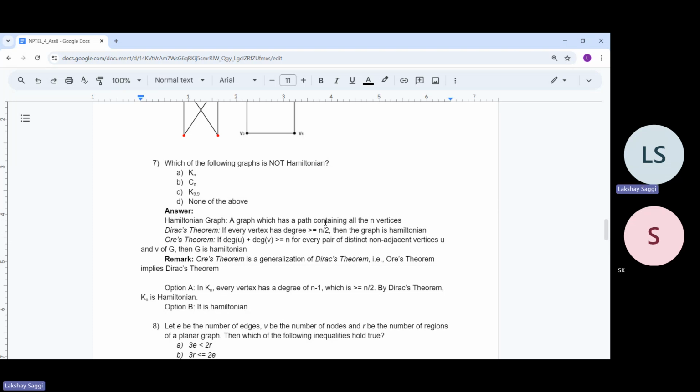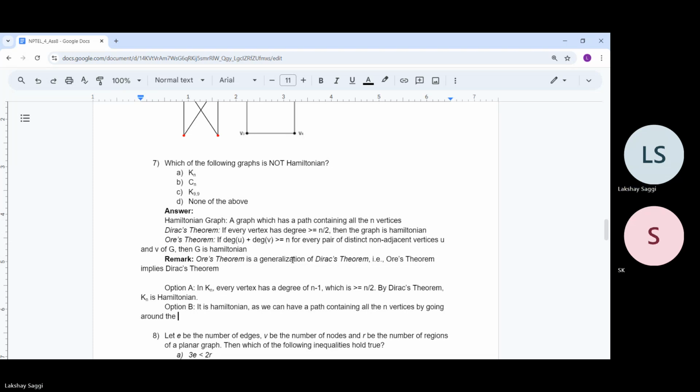So that's why I'm saying that even if these theorems fail, the graph can still be Hamiltonian. If this property fails, it does not mean the graph is not Hamiltonian. It can still be Hamiltonian. So it is Hamiltonian, we can have a path containing all the n vertices by going around the cycle. Okay, so I hope it's clear.